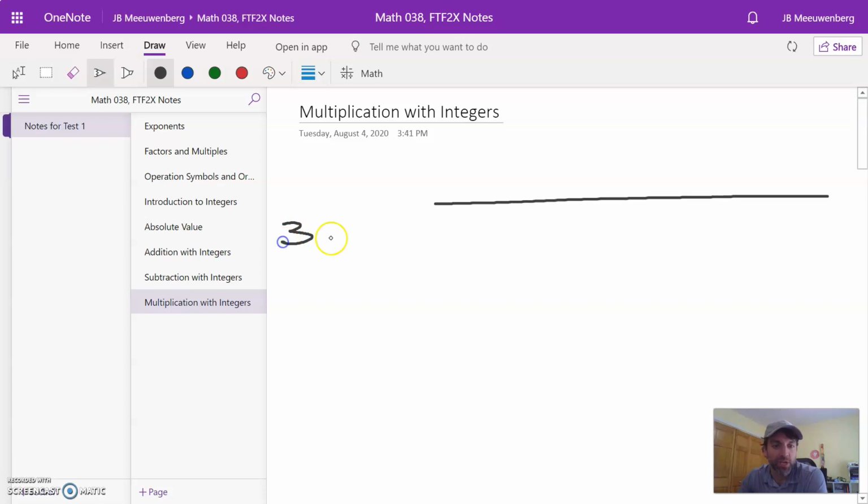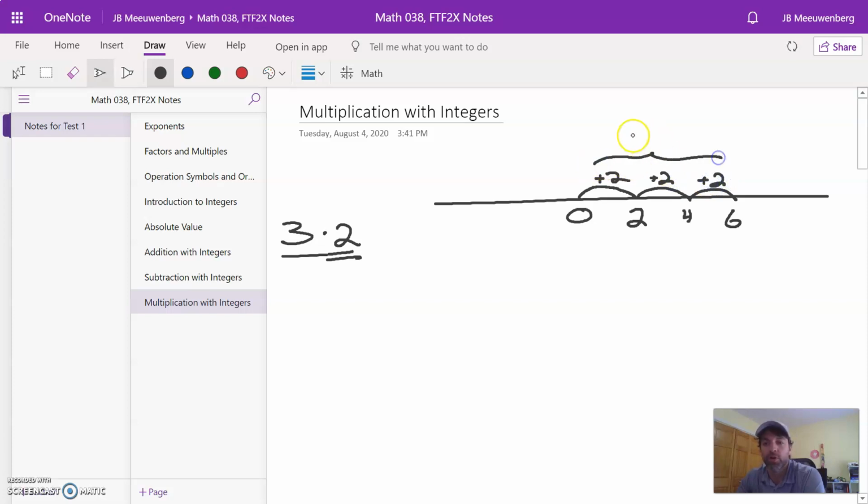So if I do something like 3 times 2, I'll use the dot. And I'll put my 0 there to start. And what this really means is I need to take the number 2 three times. It's repeated addition. So I'm going to put a 2 here, and I'm going to say there's 1, 2. And if I go 2 more, I'm at 4. And if I go 2 more, I'm at 6. So it's repeated addition. It's the number 2 added 3 times. 3 times 2.